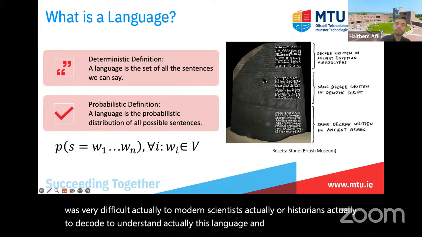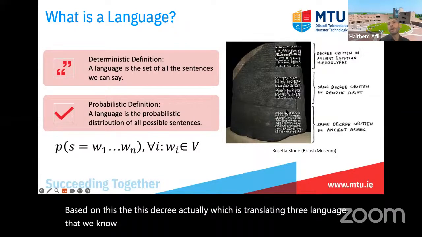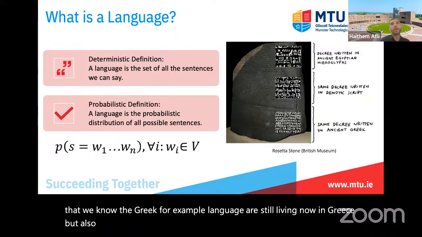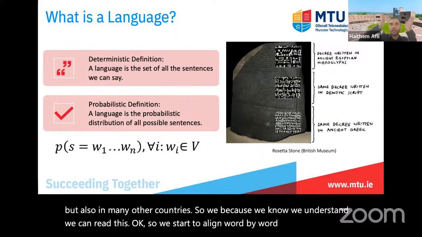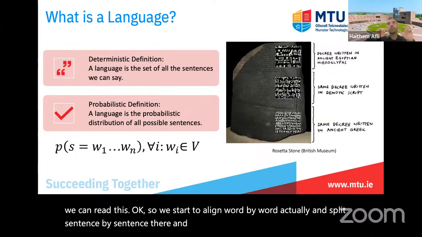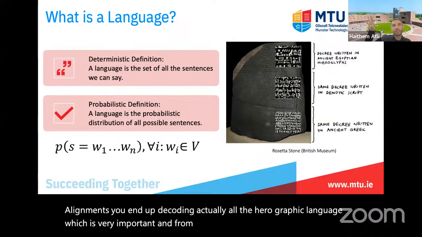And based on this decree, which is translated in 3 languages, we know the Greek, for example, is a language that's still living now in Greece, but also in many other countries. Because we understand it, we can read this. So we start to align word by word and split sentence by sentence, and by these alignments we ended up decoding the hieroglyphic language, which is very important.